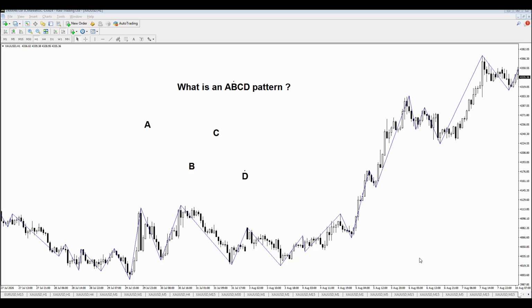So the question is, what exactly is an ABCD pattern? Well, an ABCD pattern starts off with the first leg, which we're going to call A to B. And I'll draw this here from point A to point B. Now then you get a retracement, and that retracement usually doesn't go higher than point A. So we get a second move up that looks something like this.